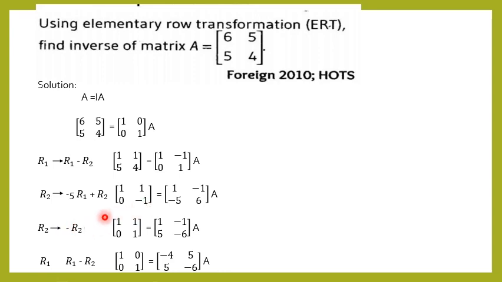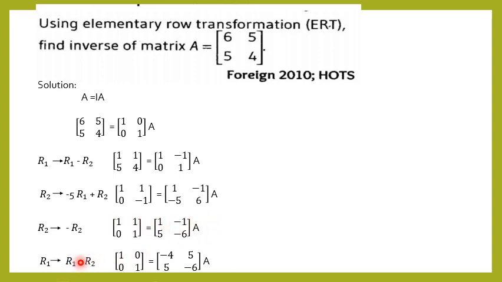R2 becomes minus R2. That is, we need to multiply this entire row by minus 1. Then 0 into minus, the minus R2 becomes minus 0, which is 0 itself. Minus of minus 1 becomes 1. Same here, minus of minus 5 is 5. Minus 6, minus 6. There is no change in the other elements.